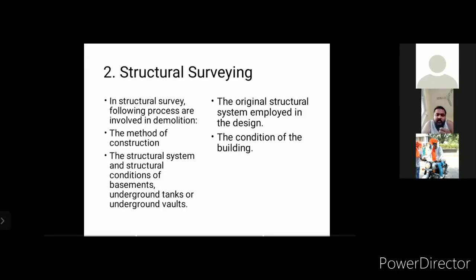Structural surveying. In structural surveying, the following things are included: the method of construction, the structural system and structural condition of basement, underground tanks, or underground walls, the original structural system employed in the design, and the condition of the building.